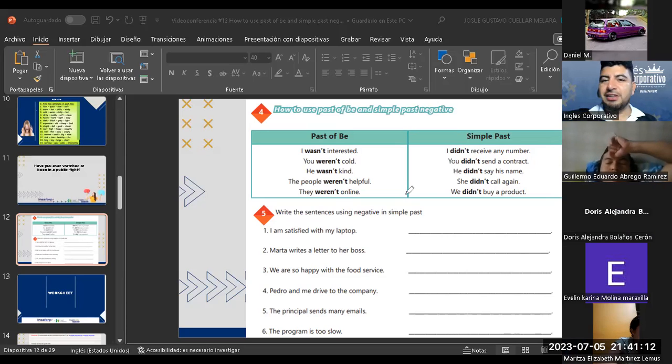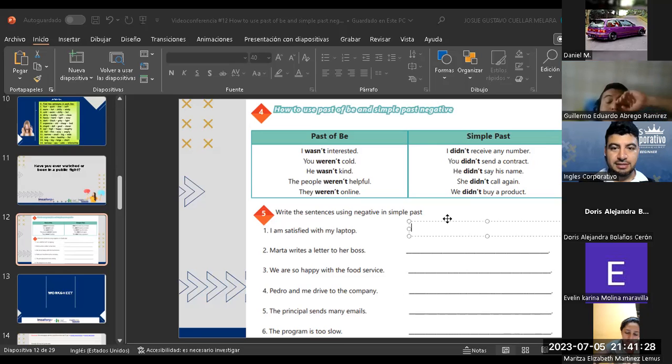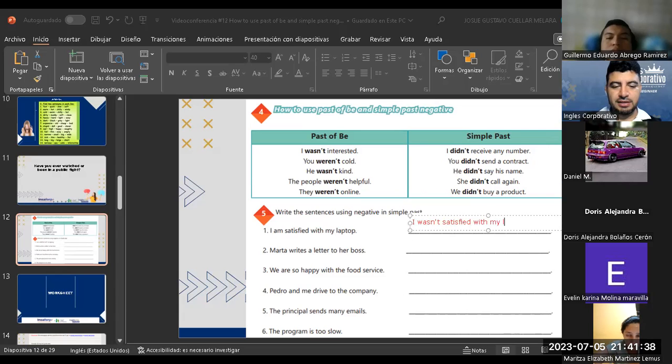Okay, Daniel, and here we have one number, one from 1 to 6. Select one sentence. Okay, the number one, I wasn't satisfied with my laptop. Okay, I wasn't, right? Yes. Thank you. Yes, I wasn't satisfied, yes, with my laptop. Very nice, thank you. Okay, we go with Guillermo, right?